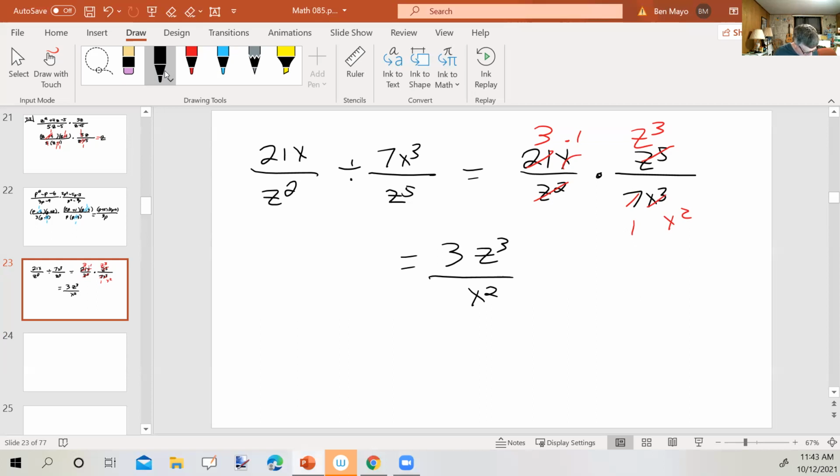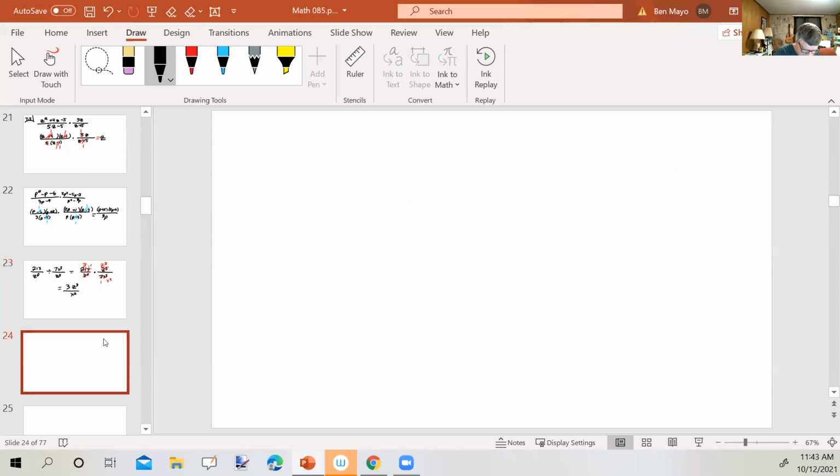And let's see here. I think with that, I'm going to just go on to section 7.3, adding and subtracting with like denominators.